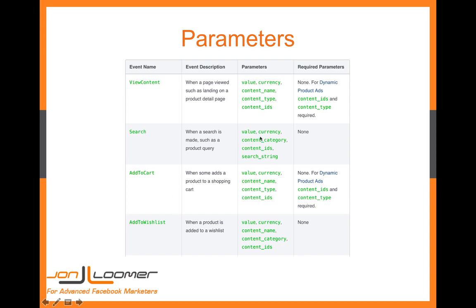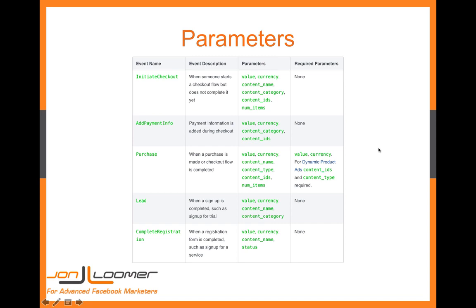Within the search, for example, you may provide value, currency, content category, content IDs, search string. Search string is going to be the one that's most common there. I don't know why it necessarily has a value to that, but you may determine that people who make a search, there's a particular value to that.